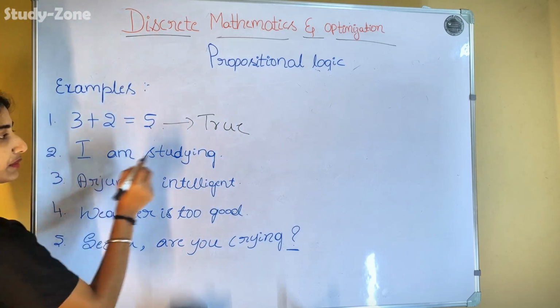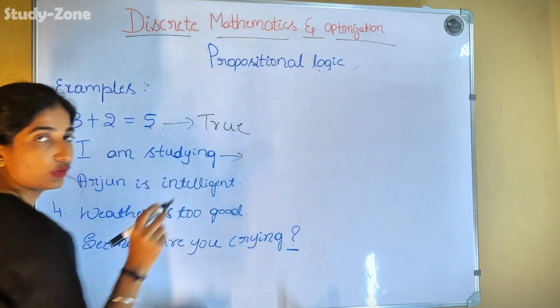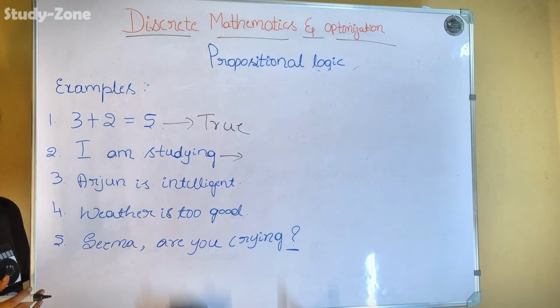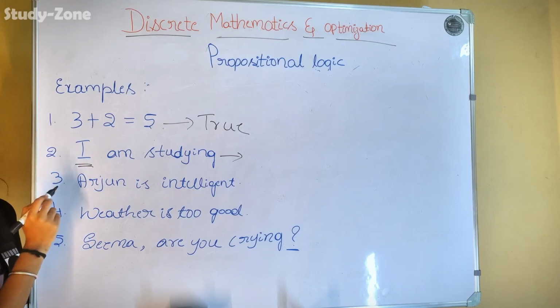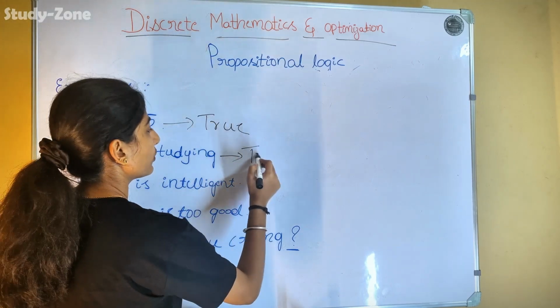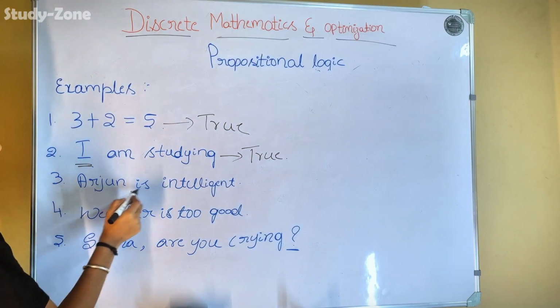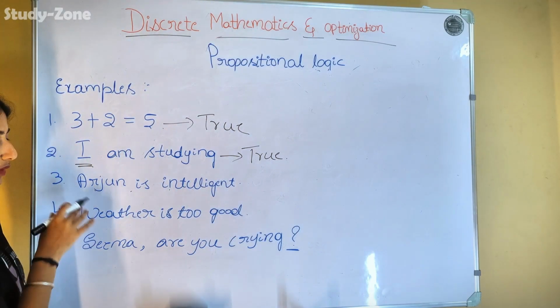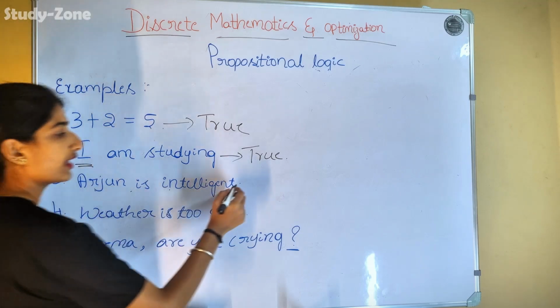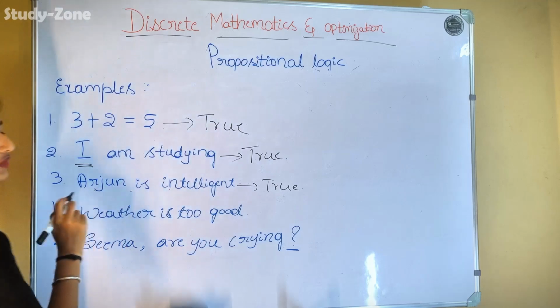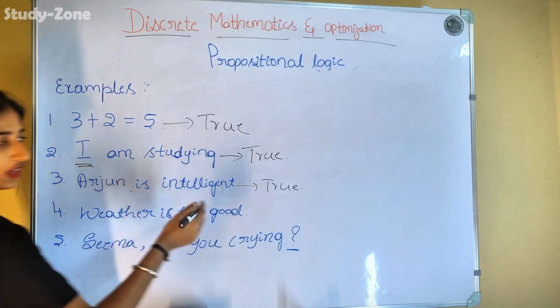And then, I am studying. Now you are all watching my video, which means you are gaining some knowledge, which means you are studying, right? So this is a true statement. And Arjun is intelligent. I have a friend named Arjun. He is intelligent. That's why I am writing true. If you have any friend Arjun who is not intelligent, you can write it as false.